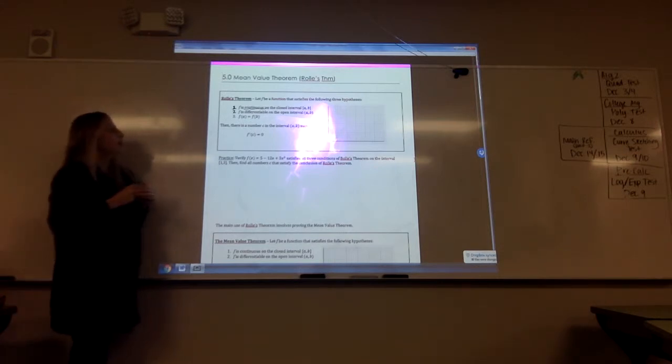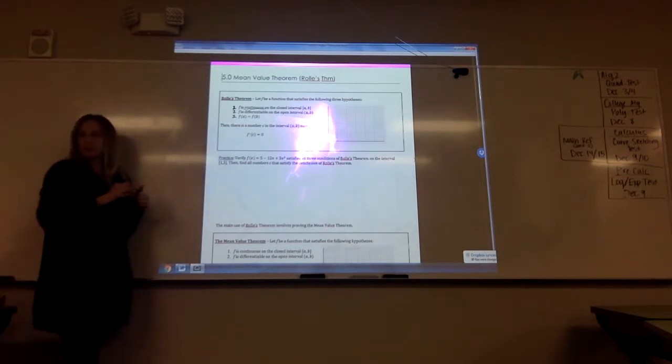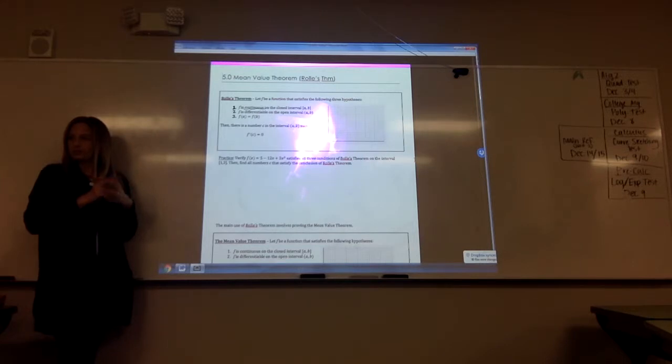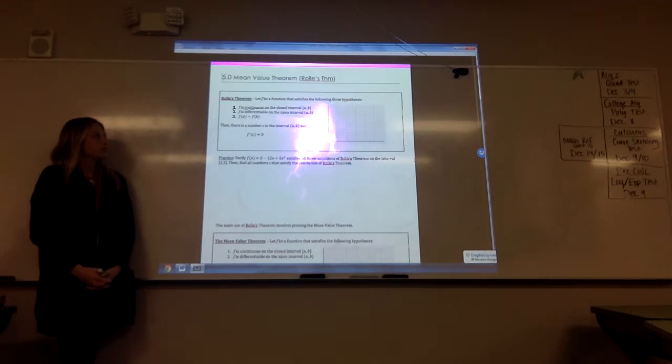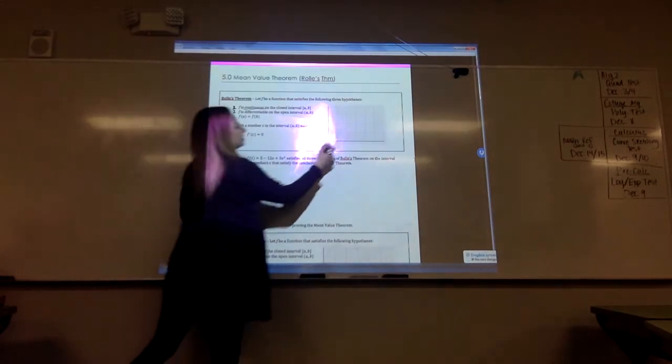And then part 3 says f of a has to equal f of b. What does that mean? When you plug a into the equation and when you plug b into the equation, they are the same number. The y values have to equal each other, the height of the curve. So let's go ahead and draw this.